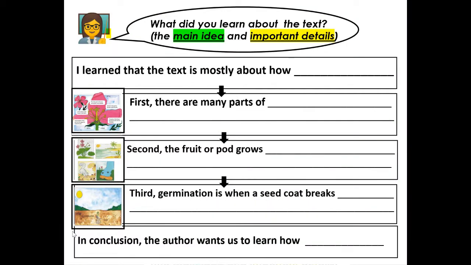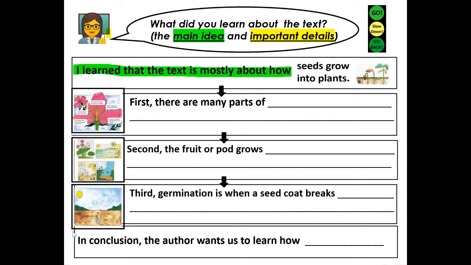Now it's time for you to write your 3 detailed sentences that support the main idea, topic, and conclusion. So, what did you learn about the text, the main idea, and important details? Green means go. I learned that the text is mostly about how seeds grow into plants. If you want to, you can push pause and write this topic sentence.